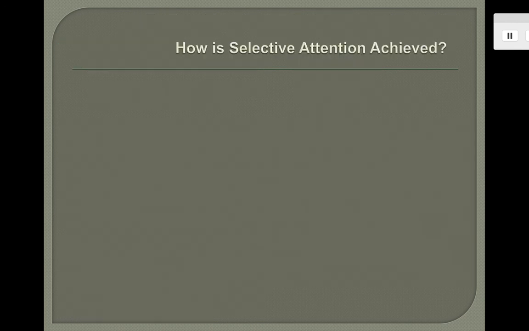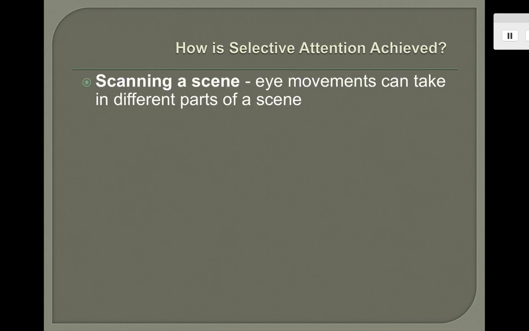Now, when we think about attention being selective, it is a very important thing for us. In terms of being able to attain this, how do we actually do it? And to be honest, attention becomes selective really with our eyes.